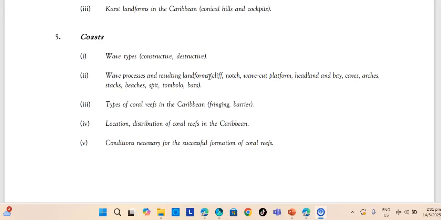So just to summarize what we just learned about wave processes and the resulting landforms. We learned that there are two types of wave, constructive and destructive. Constructive waves build up the coast. Destructive waves break down the coast. Landforms formed from constructive waves are beaches, spits, and bars. Landforms formed from destructive waves are cliffs, wave-cut platforms, caves, arches, and headlands.